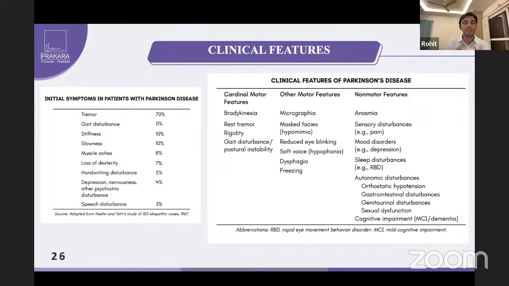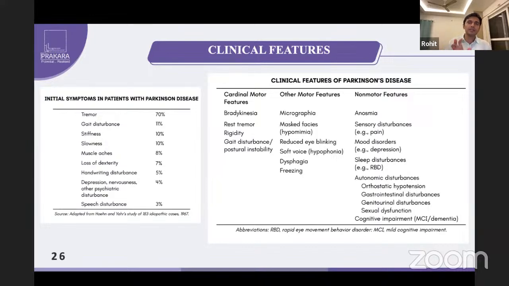some patients present with just muscle pains. So vague muscle aches is a symptom with which they come to us, and if that is the first symptom, it becomes very difficult for us to diagnose this disease, because they may not have developed other features. With something as vague as muscle aches, we cannot diagnose Parkinson disease. As I said, some patients present with handwriting disturbances, around 5% of patients. A similar number present with psychiatric manifestations, and some have speech disturbance.